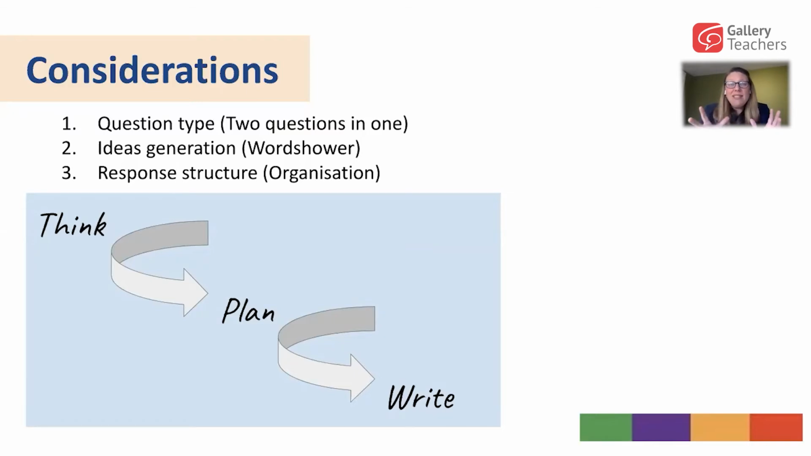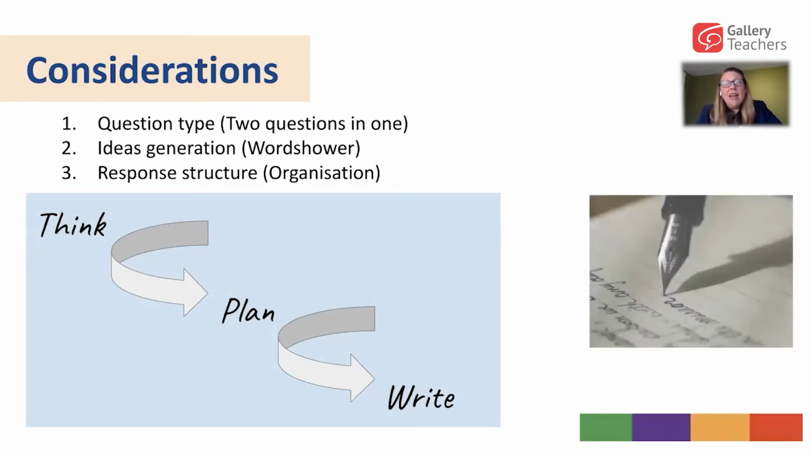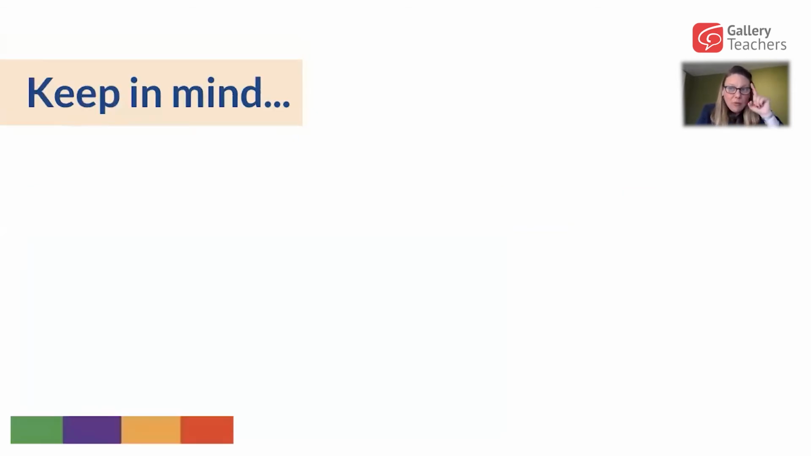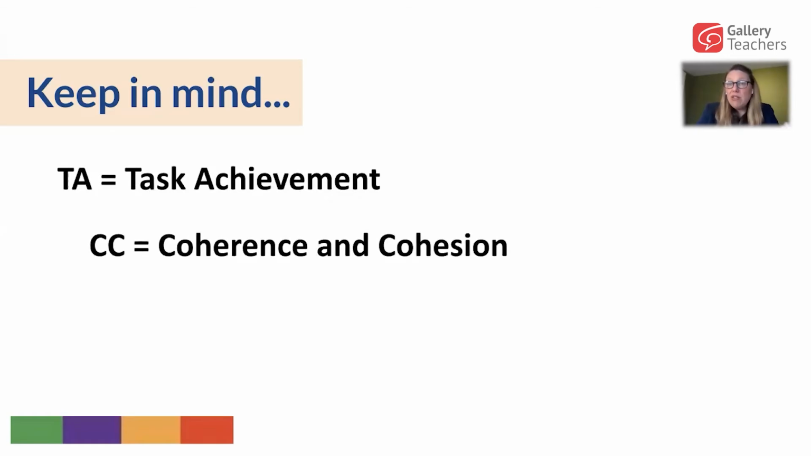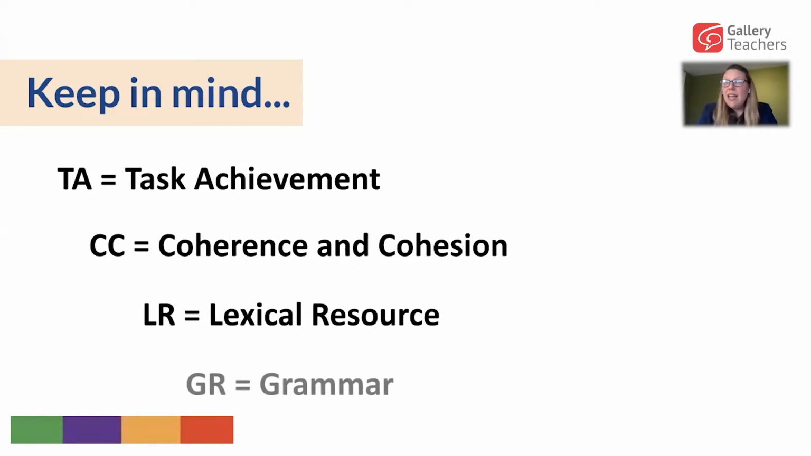It's a very simple three-step process: think, plan, and write. Because if they simply miss out phases 1 and 2 and go straight to the writing phase, that spells disaster. Now remember what we talked about at the beginning. We need to keep in mind task achievement. We need to keep in mind CC, coherence and cohesion. We need to keep in mind lexical resource, and finally grammar.